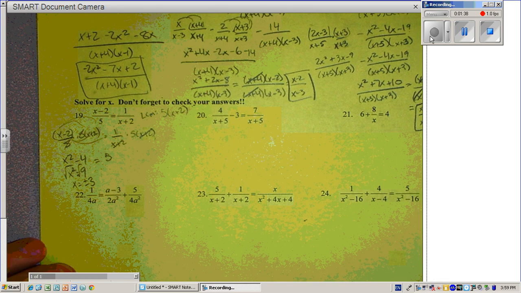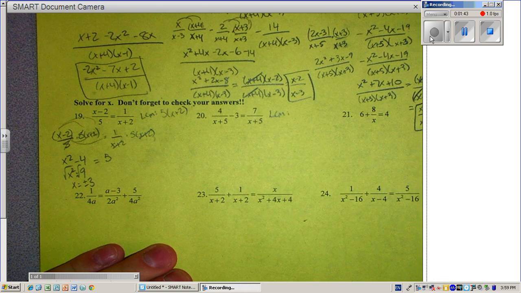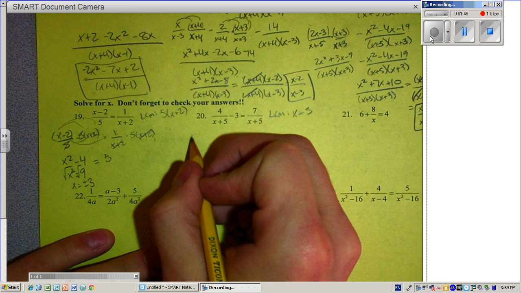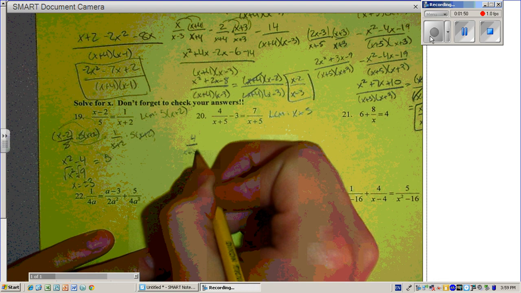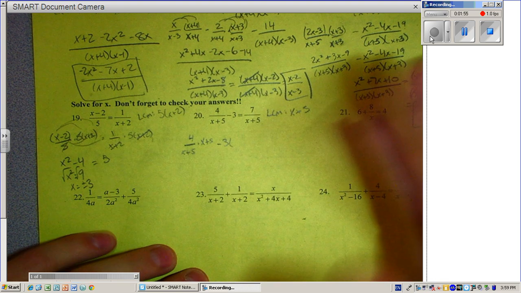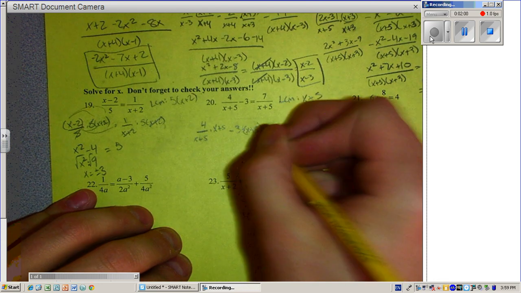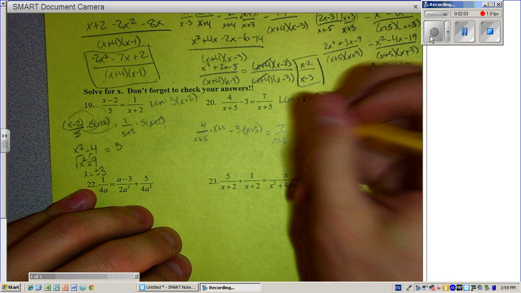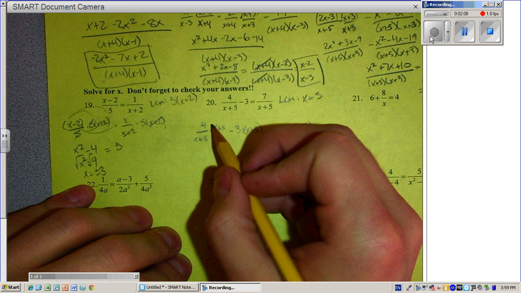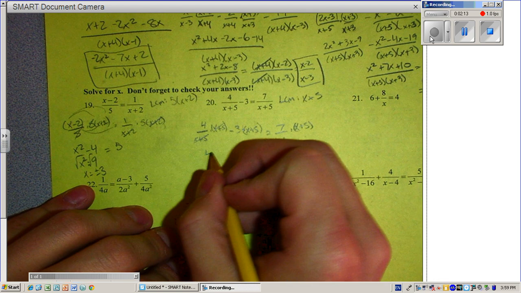Now let's look at number 20. Same idea. I want to start by writing out the least common multiple, which in this case is just x plus 5. Now I'm going to multiply each term: 4 over x plus 5 by x plus 5, I'm going to multiply 3 times x plus 5, and I'm going to multiply 7 over x plus 5 times x plus 5. Now you'll see on the left side this x plus 5 over x plus 5 reduces, and I'm left with 4.